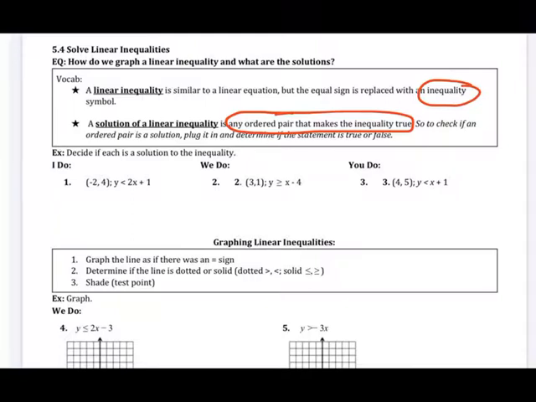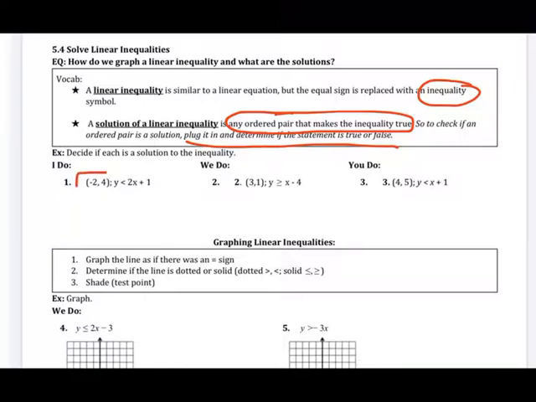So to check if an ordered pair is a solution, you're going to plug it in and determine if it's true or false, just like in 5.1 when we checked if a point was a solution by plugging it in and seeing if it was true. Now we're just going to be checking with inequalities. So let's look at some examples of that first. So decide if each is a solution to the inequality.